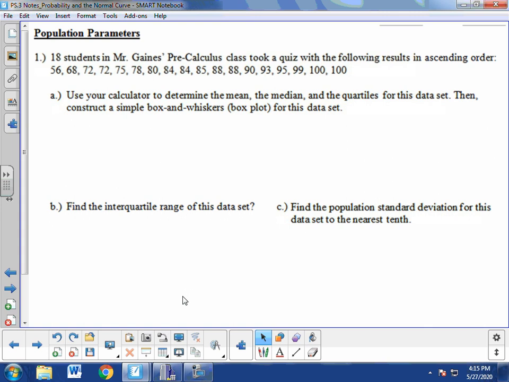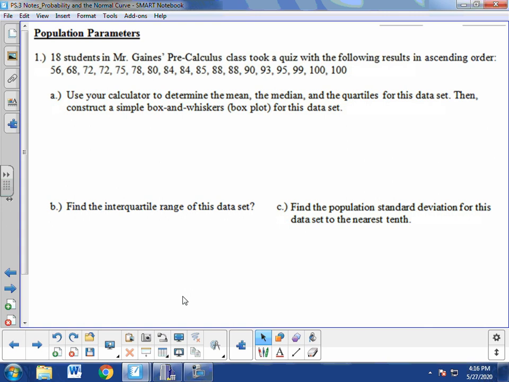So the first thing that we're going to take a look at is population parameters, statistical measures that start to segment an entire population. So let's go ahead and jump straight into an example. In problem number 1, it says 18 students in Mr. Gaines' pre-calculus class took a quiz with the following results in ascending order.